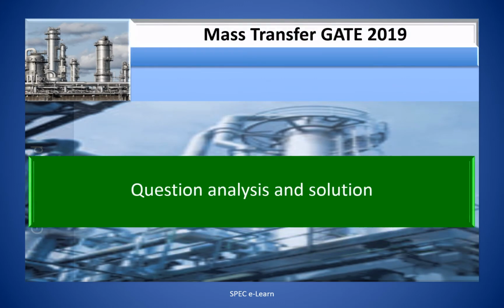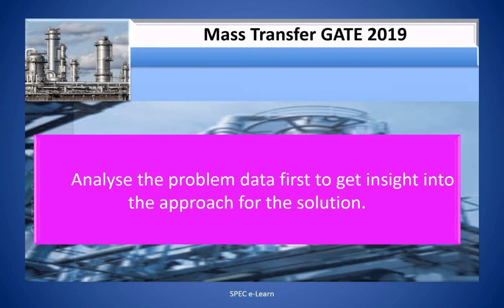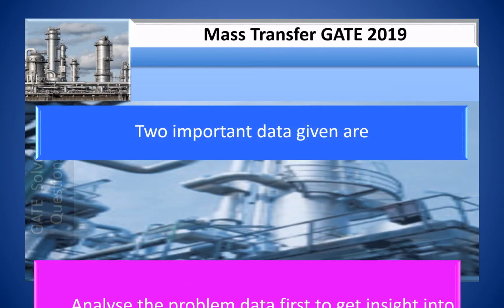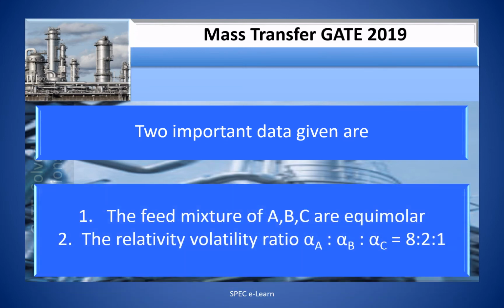Question analysis and solution. Analyze the problem data first to get an insight into the approach for the solution. The 2 important data given are: 1. The feed mixture of A, B, C are equimolar. 2. The relative volatility ratio alpha A is to alpha B is to alpha C equals 8 is to 2 is to 1.